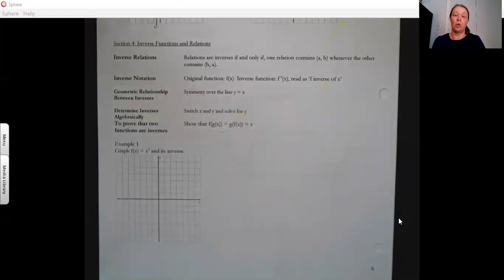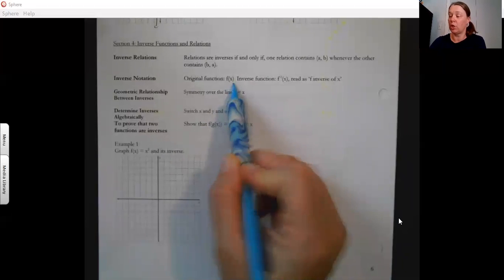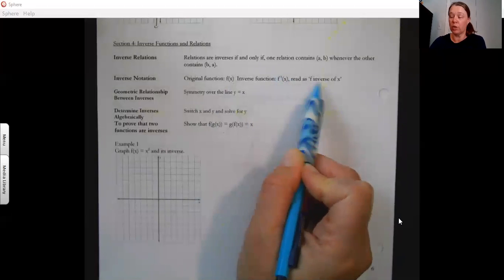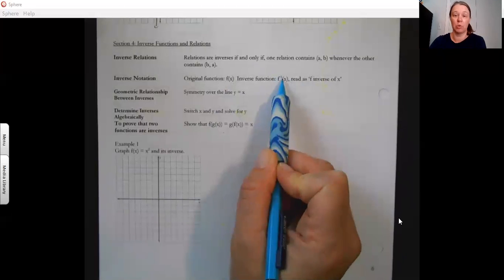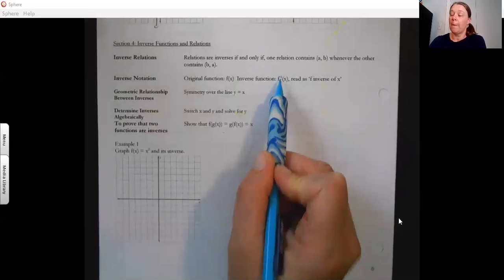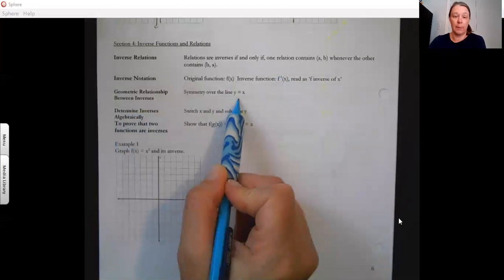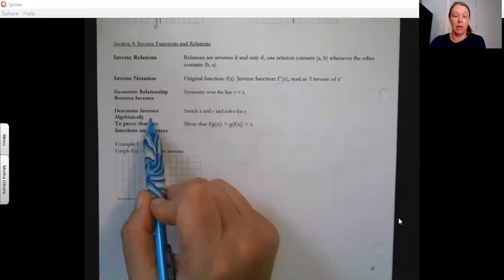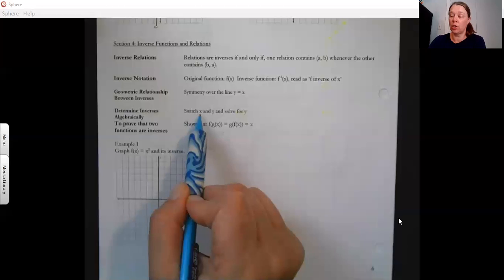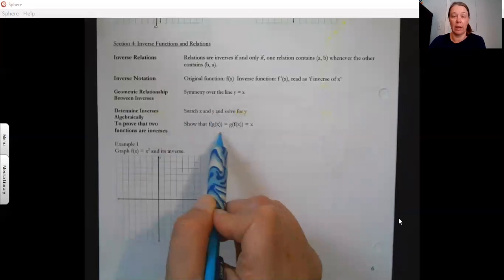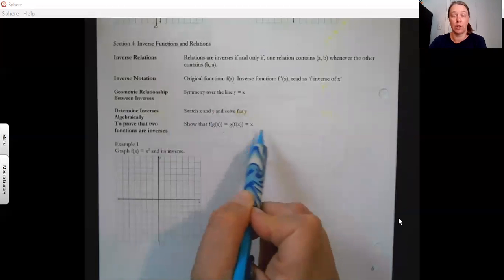Inverse notation: if our original function is f of x, the notation we use for the other is f with a -1 as a power of x, read as f inverse of x. We saw that notation back in chapter 2 when we talked about matrices. What inverses look like geometrically is they are reflections of each other over the line y equals x. To algebraically determine inverses, we're going to interchange the x and the y, and solve for y. And then to prove that two functions are inverses, we're going to show that f of g of x and g of f of x are equal to each other.